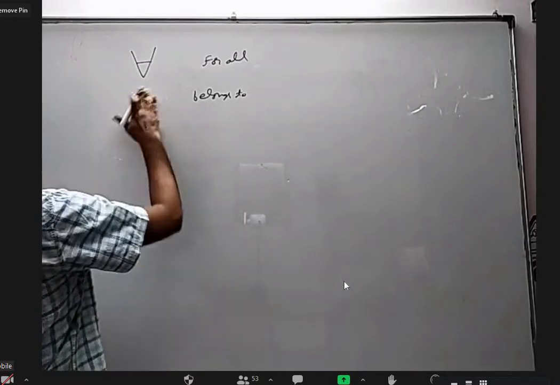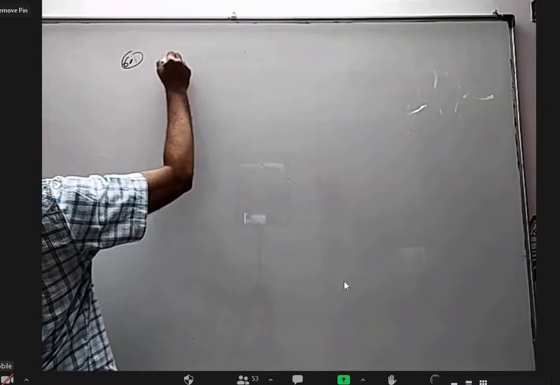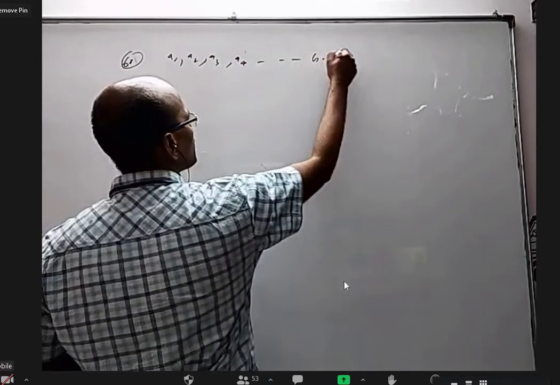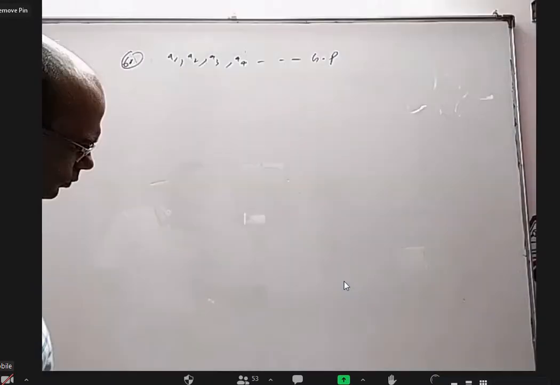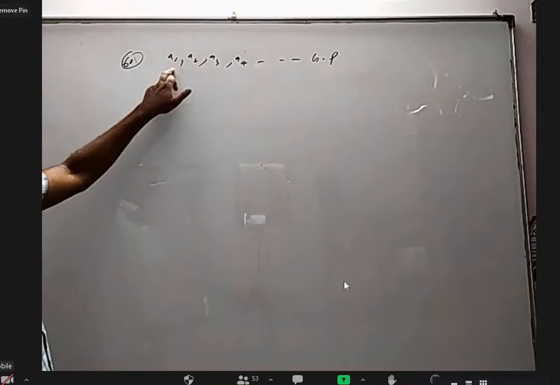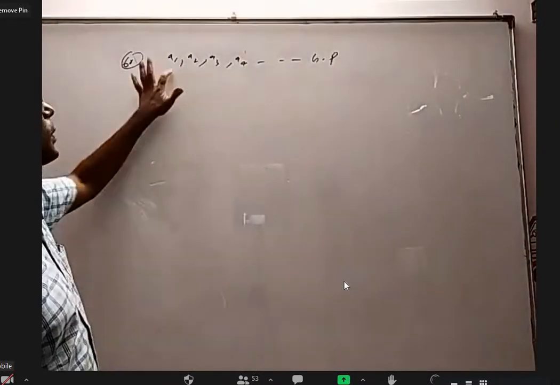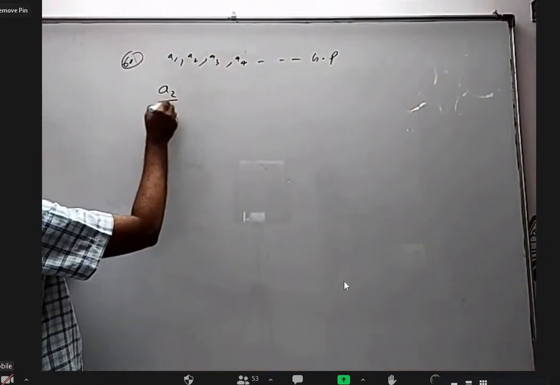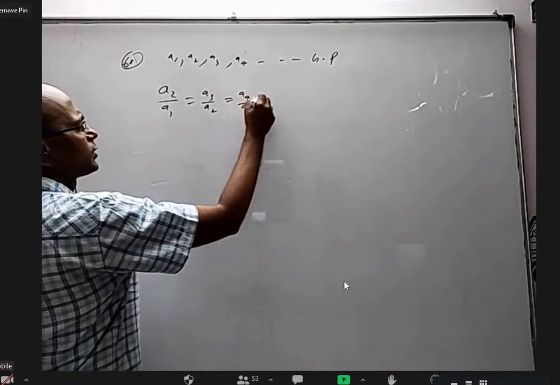Anyway, the 60th question: A1, A2, A3, A4 are all in geometric progression. Once again, somebody may not know about geometric progression. In arithmetic progression, this minus this, this minus this are equal. In geometric progression, this by this, this by this, the ratios are equal. That is A2 by A1, A3 by A2, A4 by A3, they're all equal.